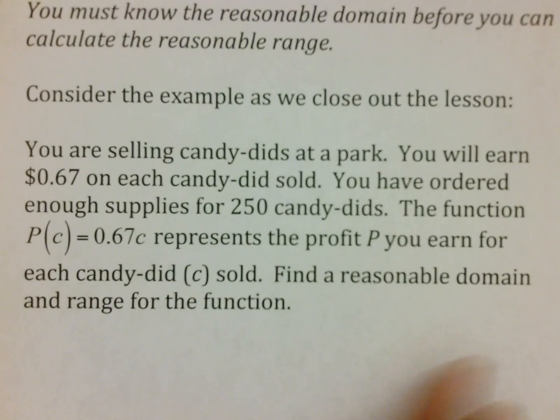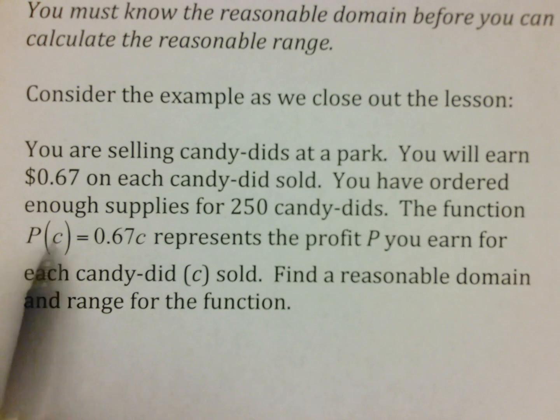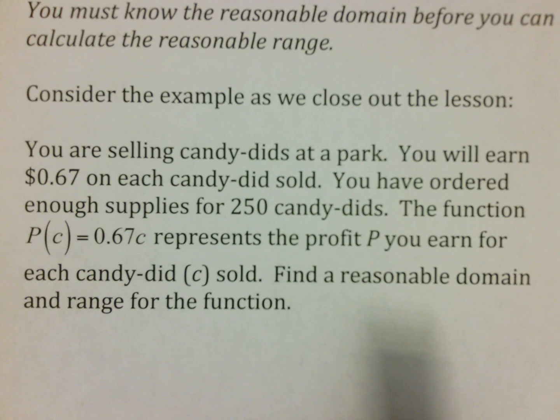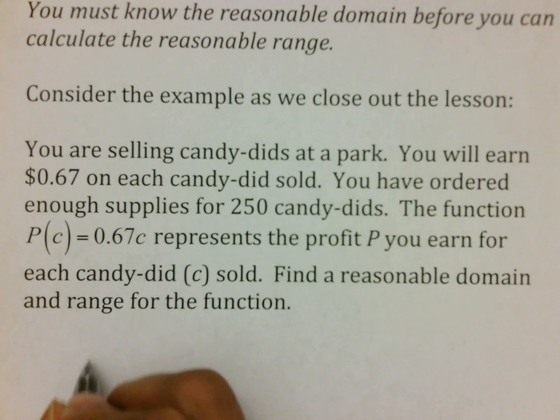the problem's going to look something like this. You're selling candidates. I don't know what a candidate is, but I needed a word problem. But you're selling candidates at a park. You'll earn 67 cents on each candidate sold. You have ordered enough supplies for 250 candidates. The function P of C equals 0.67C, where C represents the number sold and P represents the profit. So again, we know this represents profit. You earn 67 cents for each candidate, so we know C represents the number of candidates sold. Find a reasonable domain and range for the function. So here's what we've got to do.